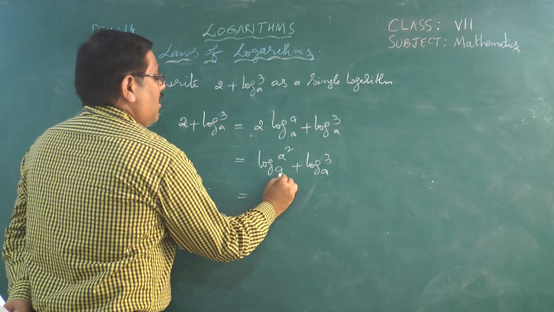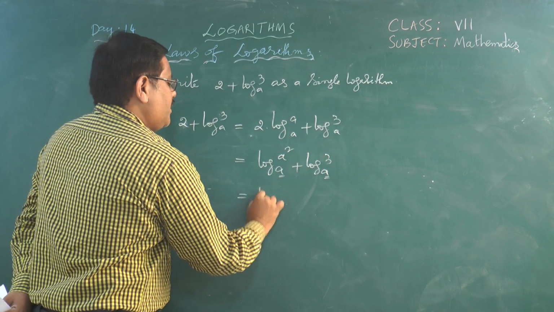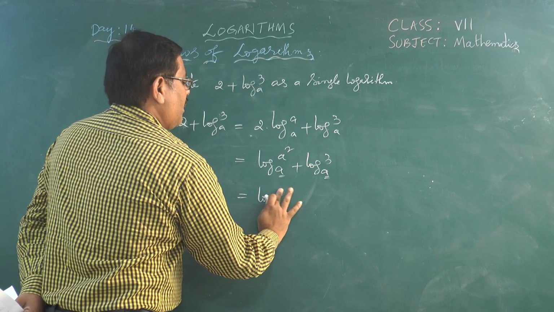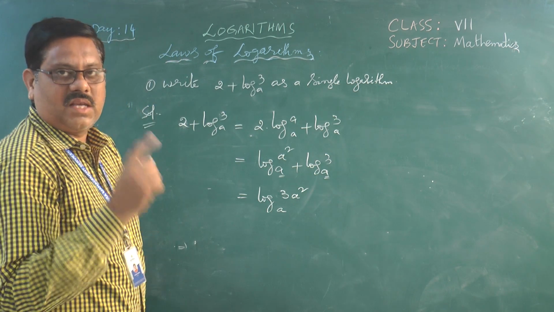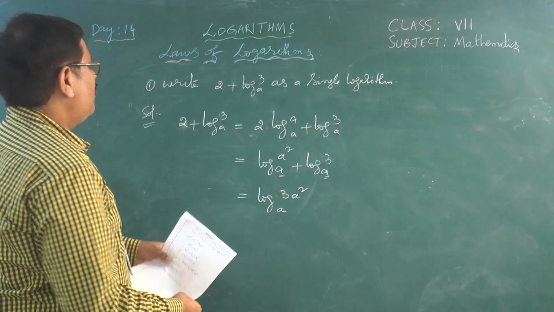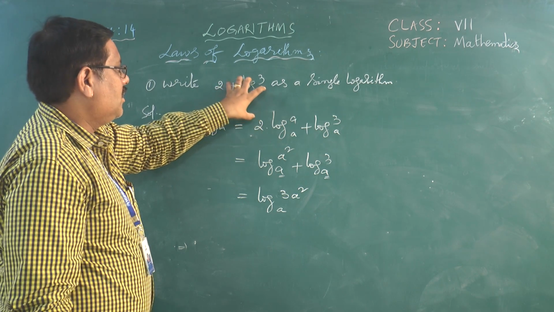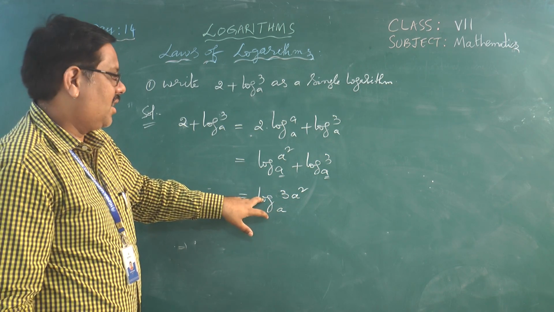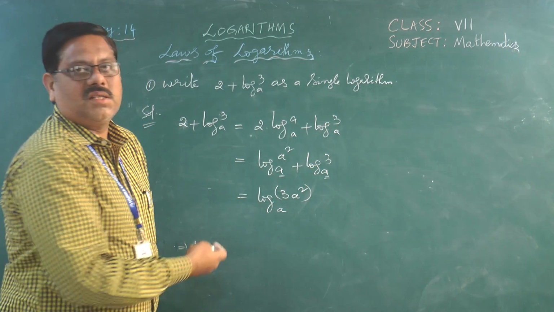If you look at that, both have the same base. In between we have the sign as plus. So the addition law we can use, that can be written as log a square times 3, or log 3a square to the base a. So two terms were given, 2 plus log 3 base a, two different terms. We have converted it into a single term, that is a single logarithm, log 3a square to the base a. Okay, this is the answer for the given question.